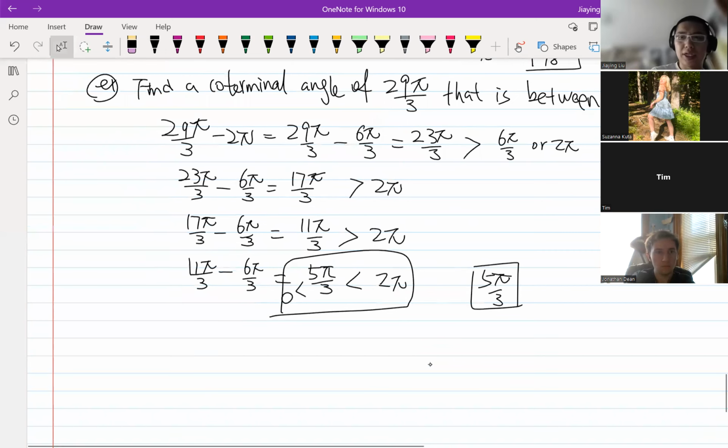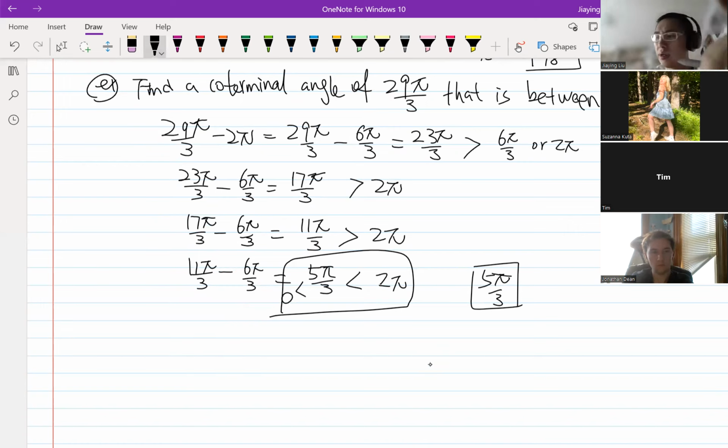So the next thing, since we talk about gradients, it's sometimes going to help us. Maybe we should change this a little bit. No, that's okay. All right. So the next thing I want to talk about is arc length and area of sector.